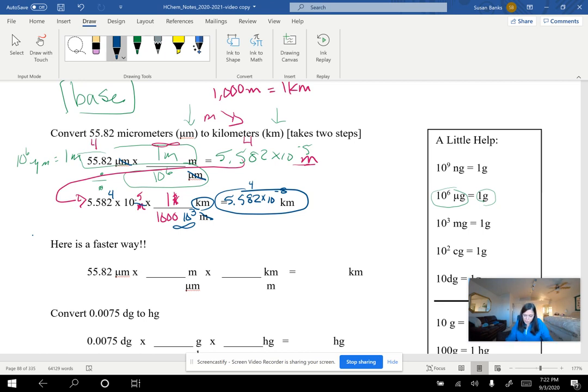Okay? Can I string this all together? Yes. So this is what I'm talking about. When we do multiple steps together, we're going to string it all together. We're still going to use the same factors that we used before.